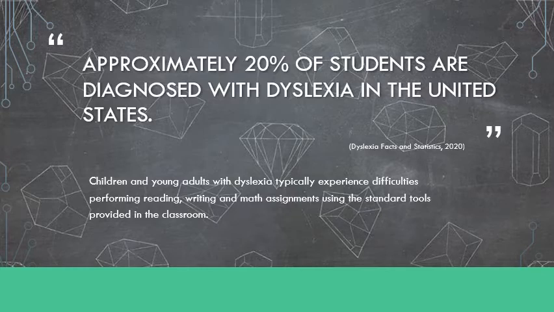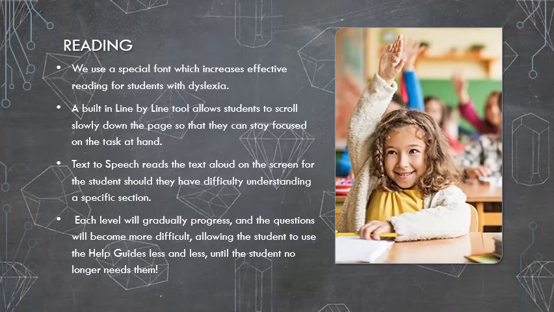For reading, we use a special font which increases effective reading for students with dyslexia, and a built-in line-by-line tool allows students to scroll slowly down the page so that they can stay focused on the task at hand. Text-to-speech reads the text aloud on the screen for the student should they have difficulty understanding a specific section. And each level will gradually progress, and the questions will become more difficult, allowing the student to use the help guides less and less until the student no longer needs them.